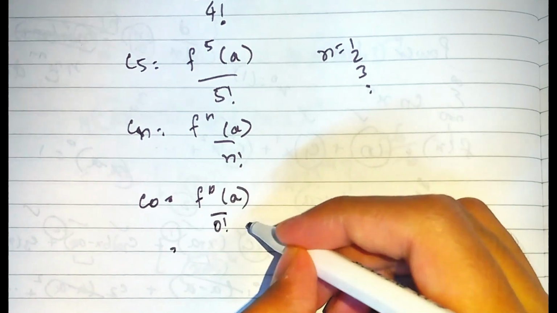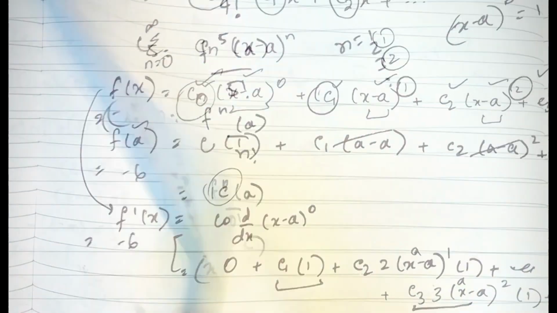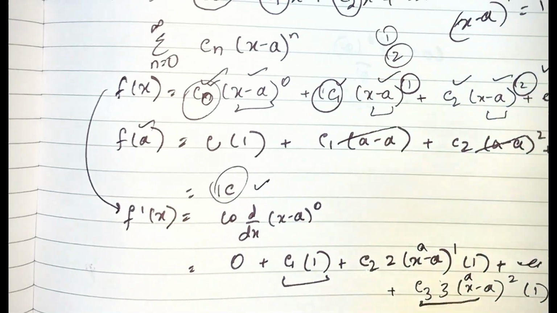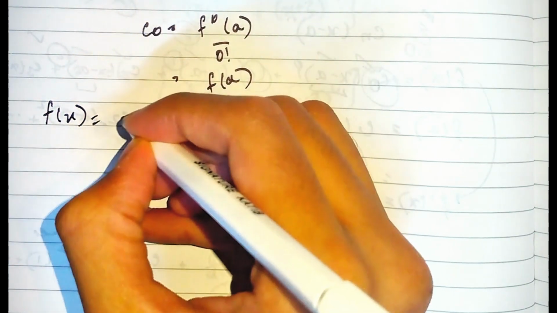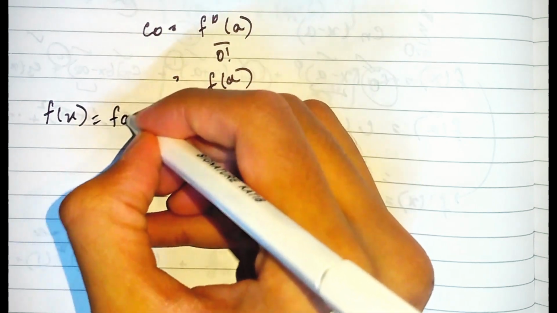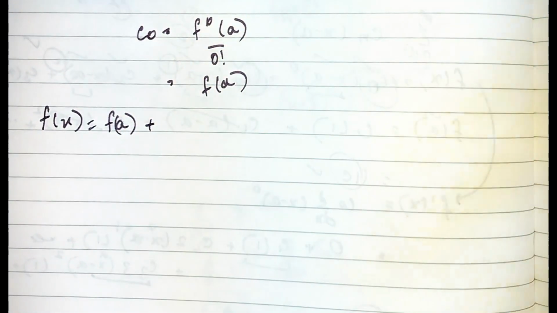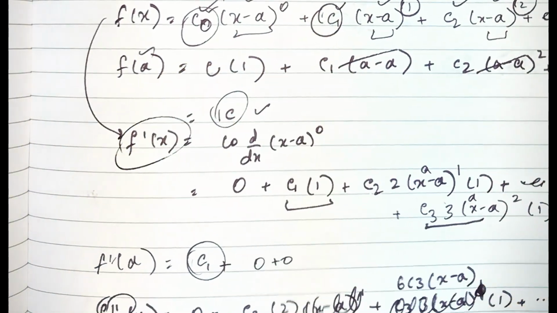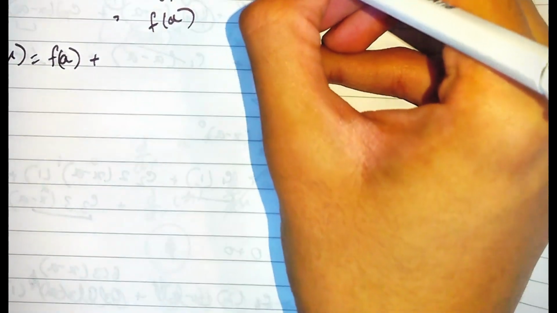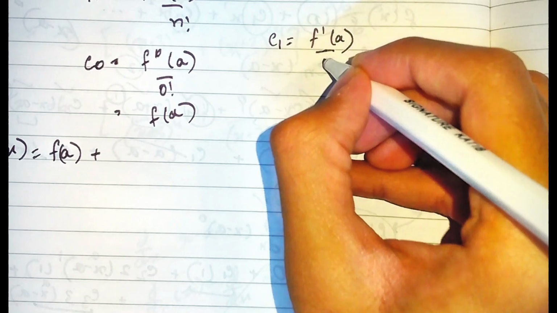So 0 factorial is actually equal to 1, which will be equal to f(a). And if you see what was f(a), f(a) was giving the value of the first term c. So we can write this function f(x) as f(a). Okay, so f(a) was simply c plus what was the value of c1? The value of c1 was the first derivative of f with respect to x, so c1 was actually the first derivative of f at a divided by 1 factorial.